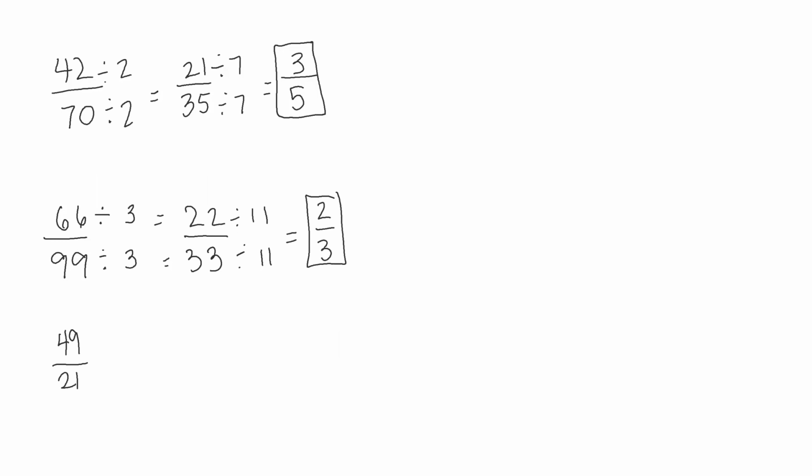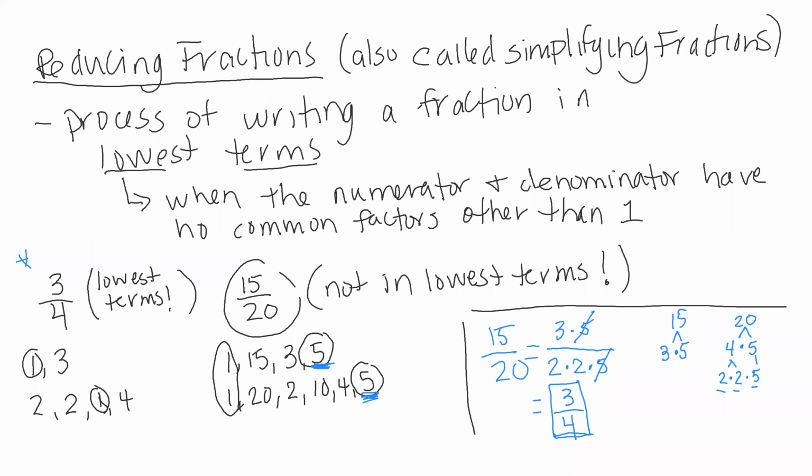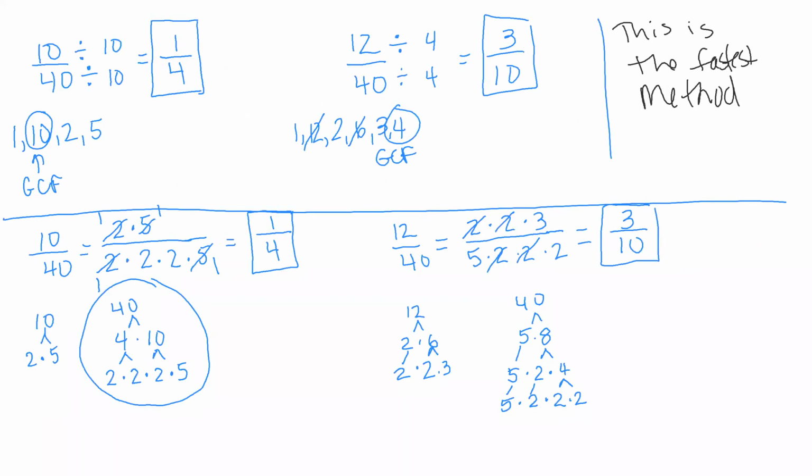So 49 and 21, this is kind of tough, all right? So if you wanted to, you could do that method that I showed you way back at the beginning of the video, where we looked for, well, that's not it. Let me go back to this slide right here. In the top two examples, we were looking at factoring out the GCF.